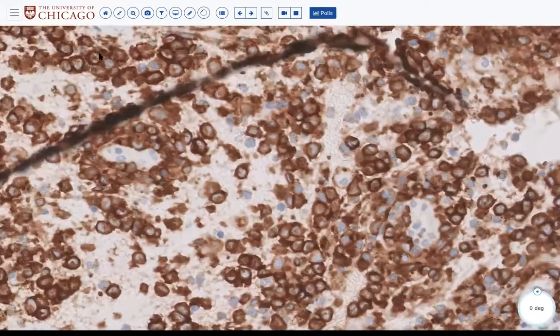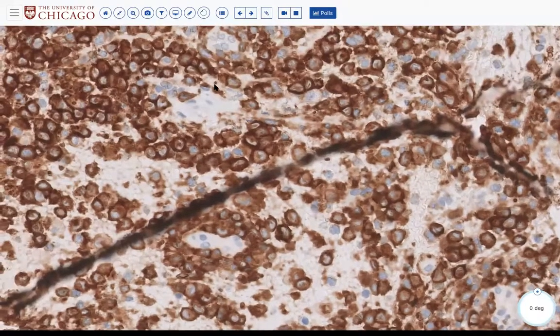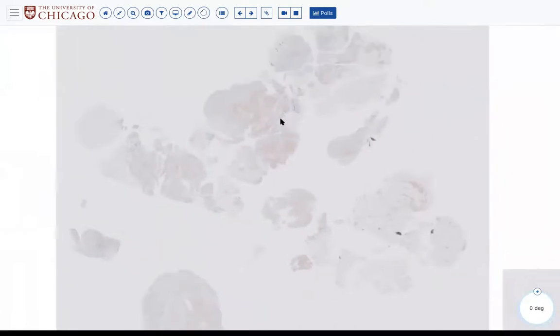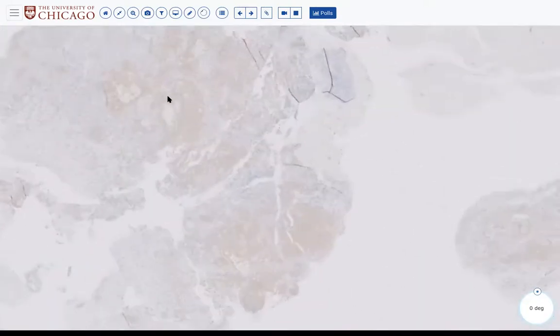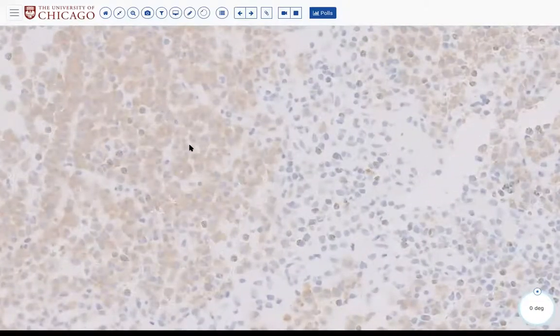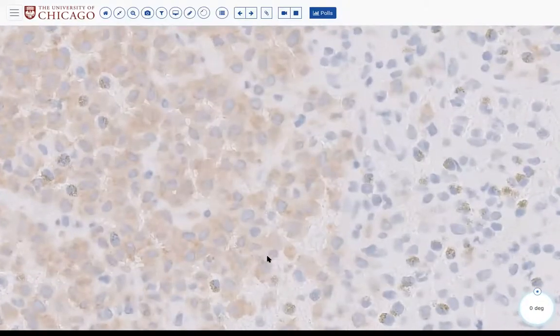What's their driver in many instances? They have BRAF mutation. You want to see a BRAF stain? Yeah, I do. Look, it's beautiful. It's positive. You know how I feel about BRAF.